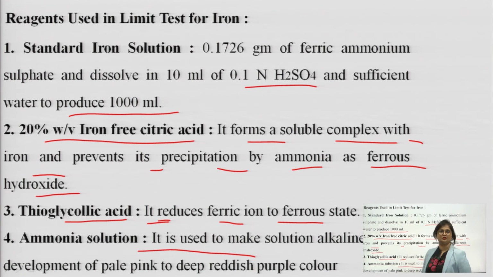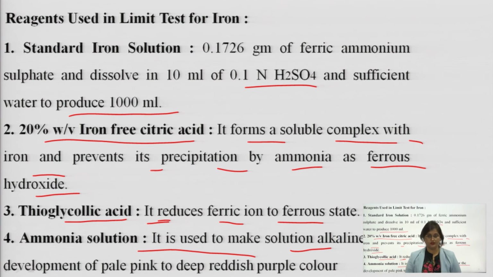Followed by ammonia solution. Ammonia solution is used to make the solution alkaline for the development of the color. Alright, so I hope limit test for iron is clear for all of you.